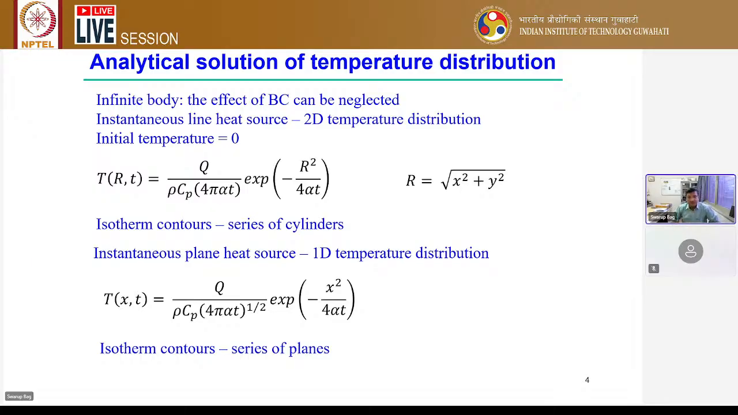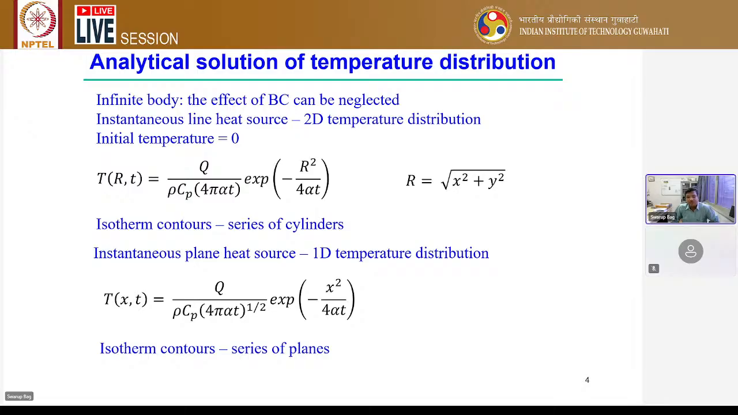So here we see three different variants of the temperature distribution, depending upon what kind of heat source you are representing. If it is a point heat source, three-dimensional temperature distribution. If it is a line heat source, two-dimensional temperature distribution. And if it is a plane heat source, then you get the one-dimensional temperature distribution. This equation is quite simple. So I mean to say that different variants of the analytical solution are possible.